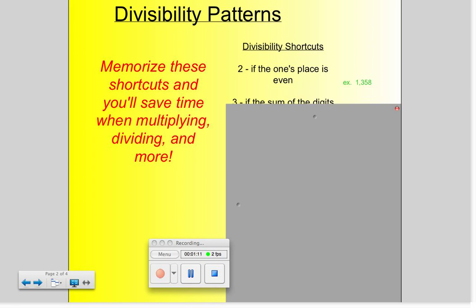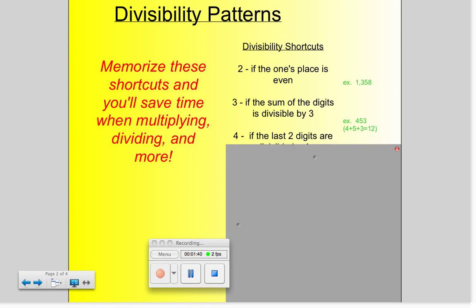The rule for 3 has you doing some addition, because what you need to do is add up the digits of the number. So our number is 453. We're going to add those together, and that equals 12. Now, since 12 is divisible by 3, we know that 453 is also divisible by 3. So we do need to add digits to check for divisibility by 3.